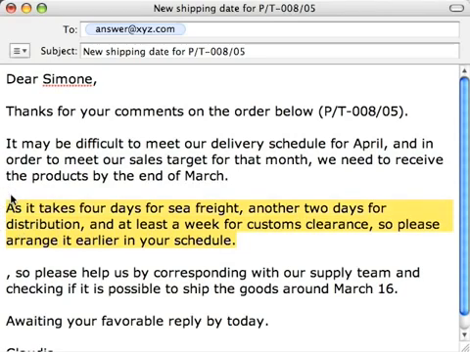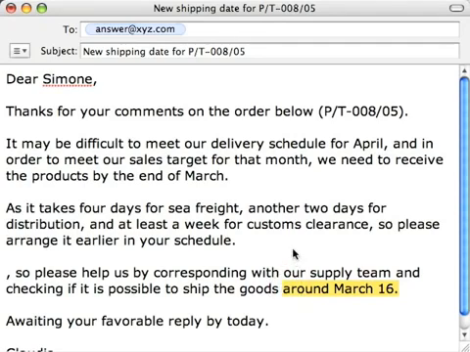The 3rd paragraph is the request paragraph, where Claudia is asking Simone to do something. She wants Simone to speed up the shipment of the order. But look at what she says when she actually makes the request. She says, "So please arrange it earlier in your schedule." This doesn't give Simone a very clear idea of what Claudia wants her to do.